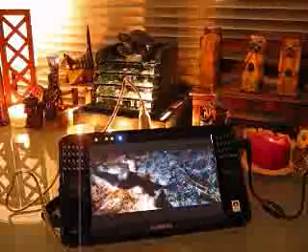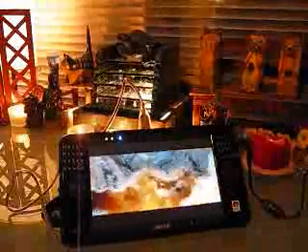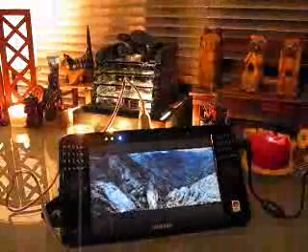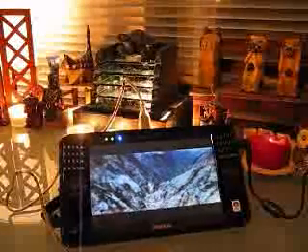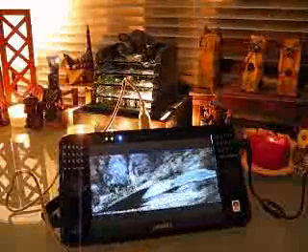Oops. He's dead. The sound quality is excellent, even on the built-in speakers. And the colors are really excellent.